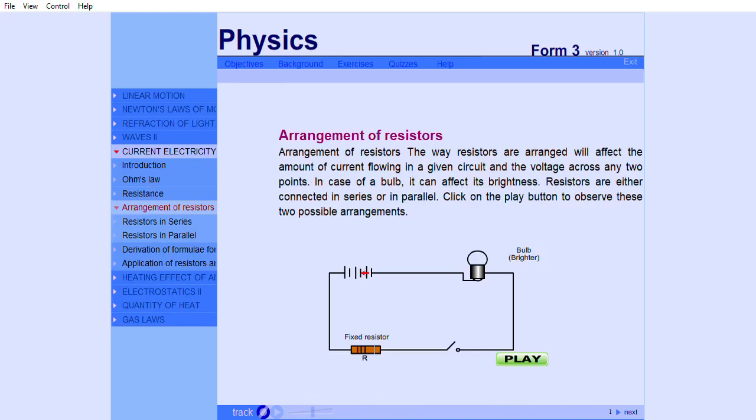Arrangement of resistors. The way resistors are arranged will affect the amount of current flowing in a given circuit and the voltage across any 2 points. In case of a bulb, it can affect its brightness. Resistors are connected either in series or in parallel. Click on the play button to observe these two possible arrangements.